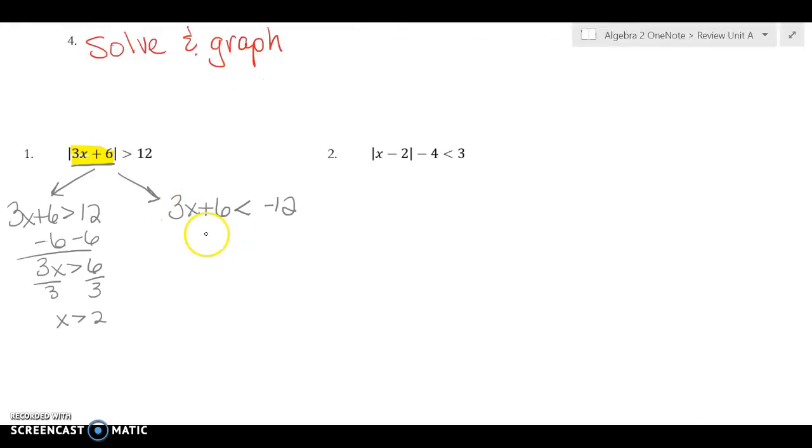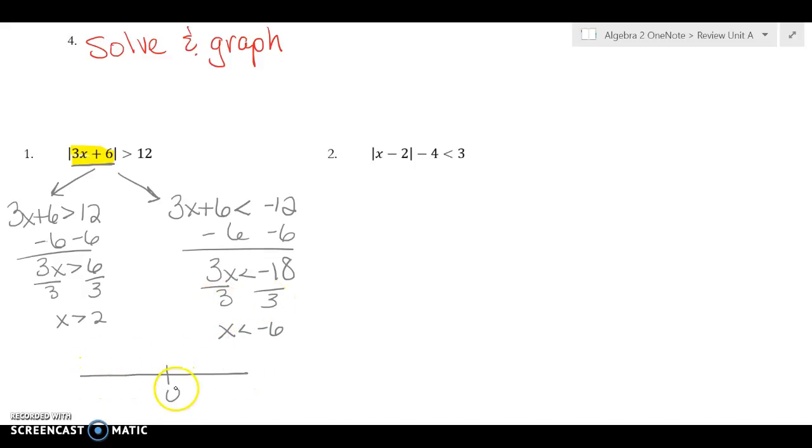And then on the right, same thing, I'm going to minus 6, and I get 3x is less than negative 18. Divide by 3, and I get x is less than negative 6. Don't flip here. A lot of people are starting to flip because you get a negative answer, but I divided by a positive, so I don't flip.